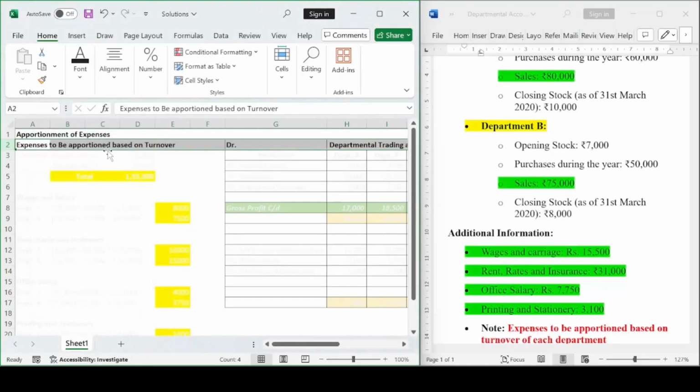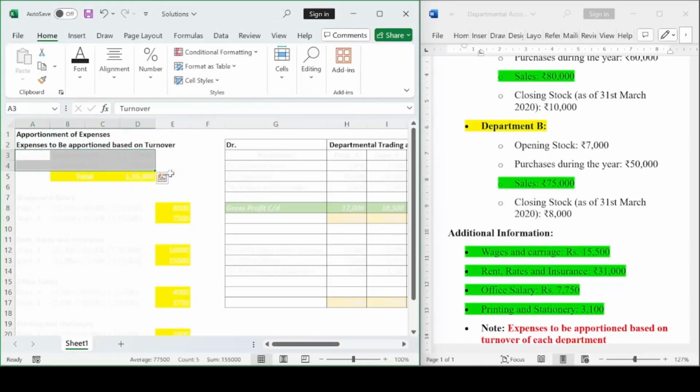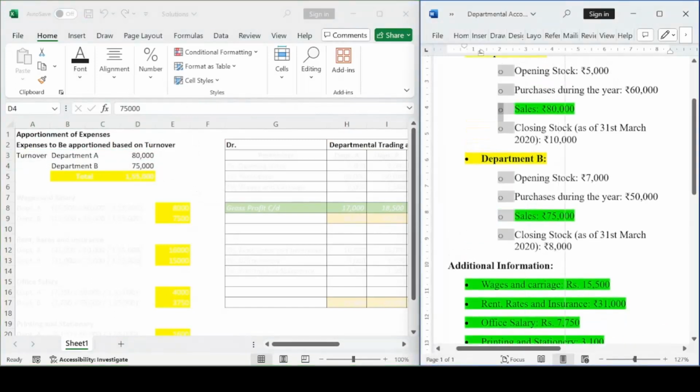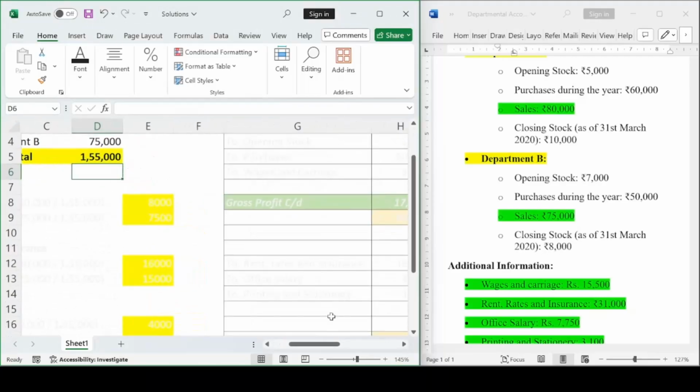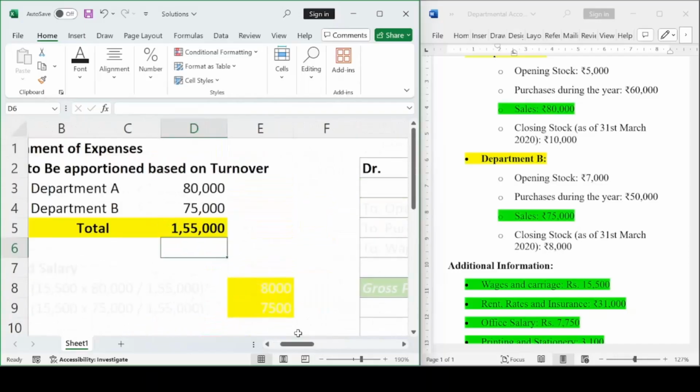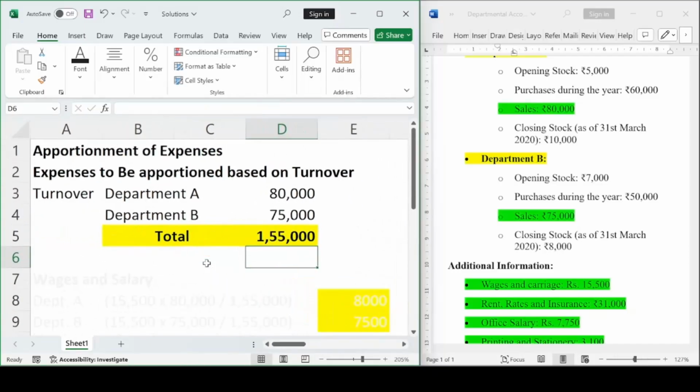There are 4 expenses that have to be apportioned based on turnover. What is the turnover of Department A? Department A turnover is 80,000 and Department B turnover is 75,000. Here also you can see in the question, sales of Department A is 80,000 and sales of Department B is 75,000. Now if you check the total of 80,000 plus 75,000, it is 1,55,000. I think now you can see the screen very clearly.